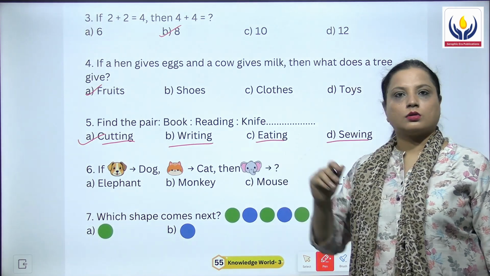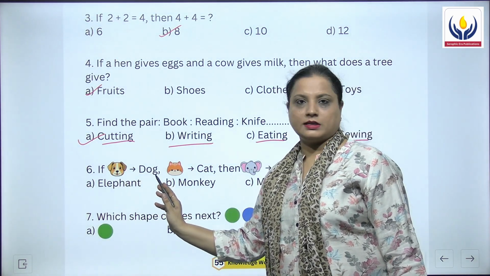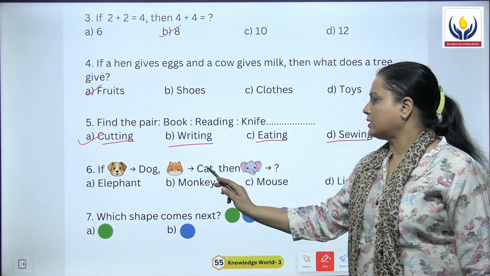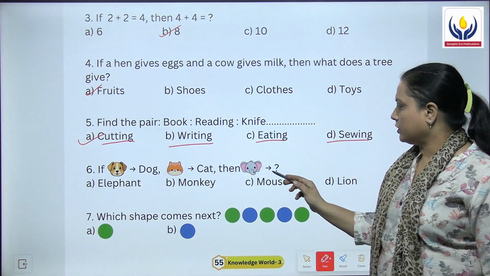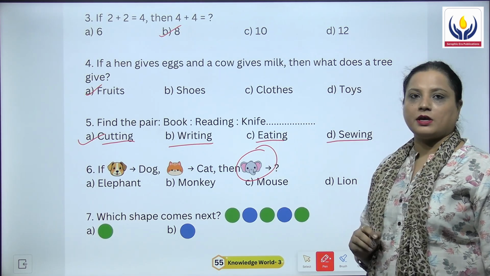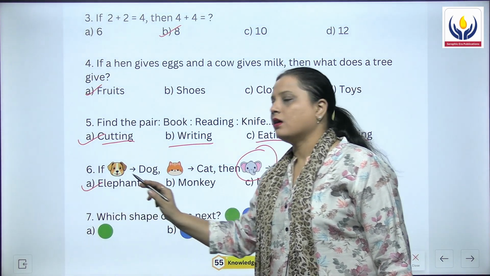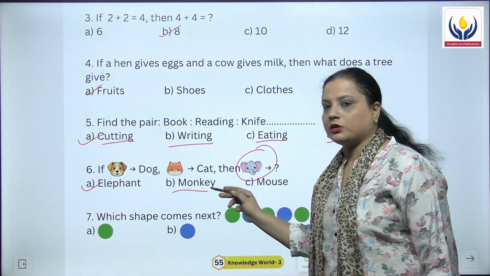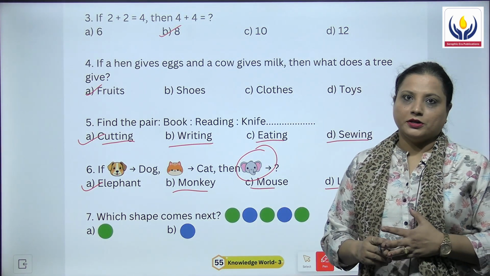Knife is to cutting. Then the next, if this is dog, this is cat, then this is what? What does this image show? This is the image of an elephant. So the answer is A, elephant. It is not a monkey, it's not a mouse, and it's not a lion.